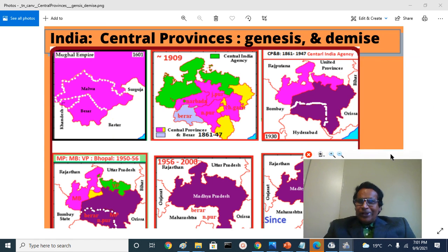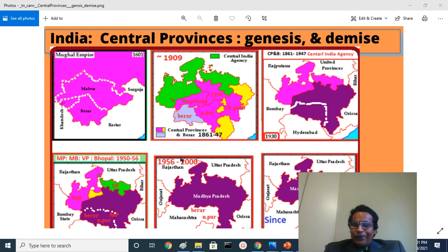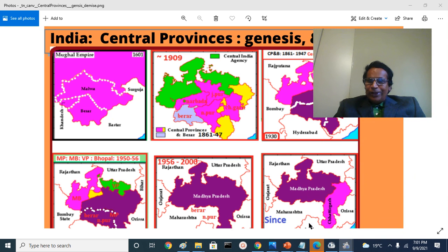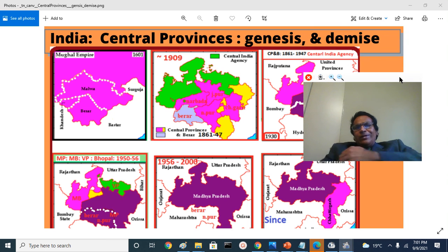And that Madhya Pradesh survived for nearly 40 years from SRC time 1956 to 2000, and today a truncated version of Madhya Pradesh, sans the Chhattisgarhi speaking districts east of the Maikala range, looks like that. So friends, Mitro, that is in a sense about the Central Provinces, its genesis and demise, dismemberment.